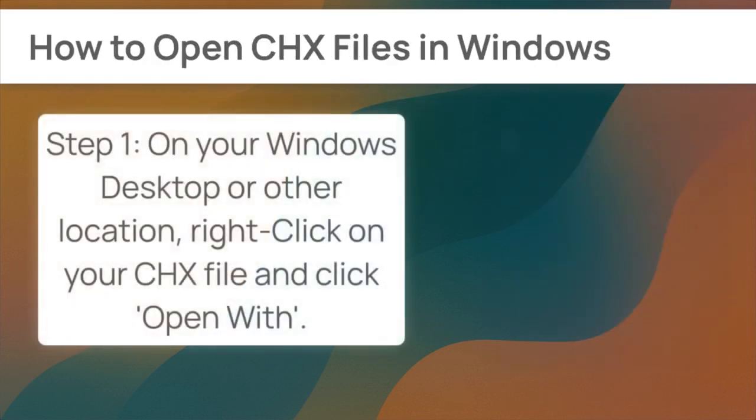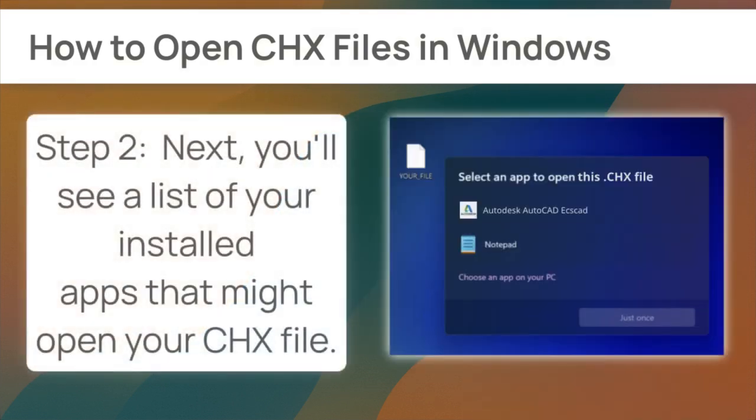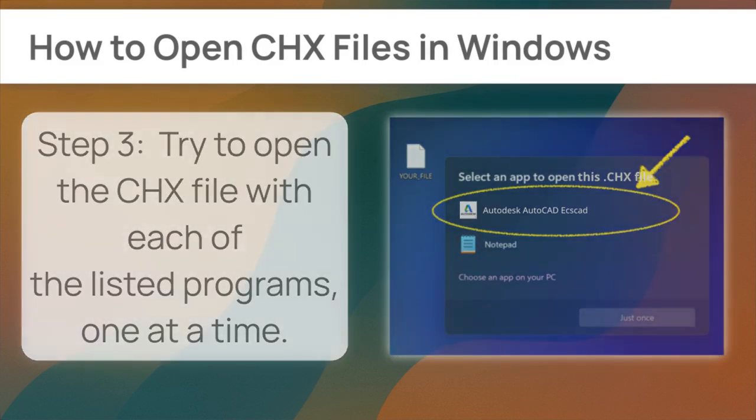Your first move is to test all possible decoders. Right-click your CHX file and choose Open With. Use Autodesk AutoCAD XCAD if it is installed. If it's missing, select another program. Testing is the fastest diagnostic method.